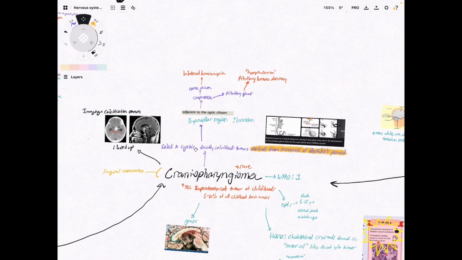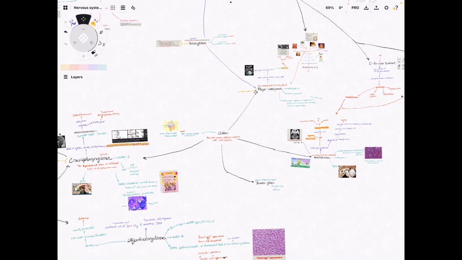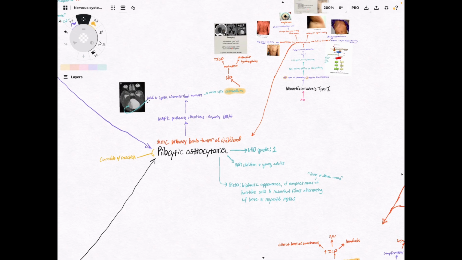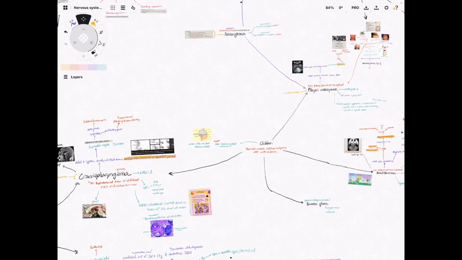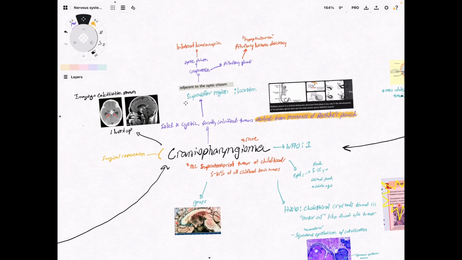Another tumor that can cause solid and cystic lesions is, remember, the pilocytic astrocytoma, right? So very solid and cystic there, circumscribed lesions within the cerebellum. But in craniopharyngioma, it presents in the suprasellar region. And the suprasellar region is again adjacent to this optic chiasm.